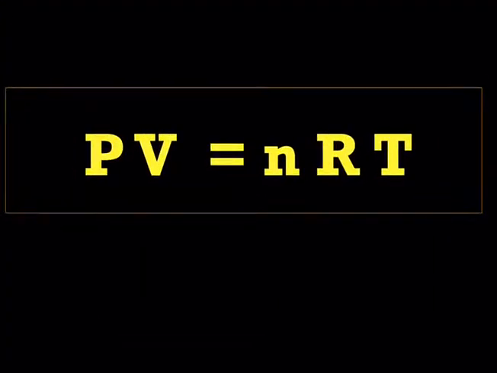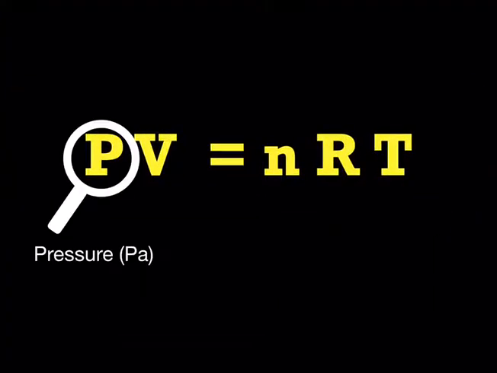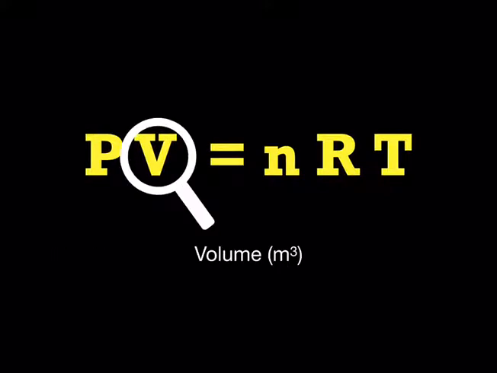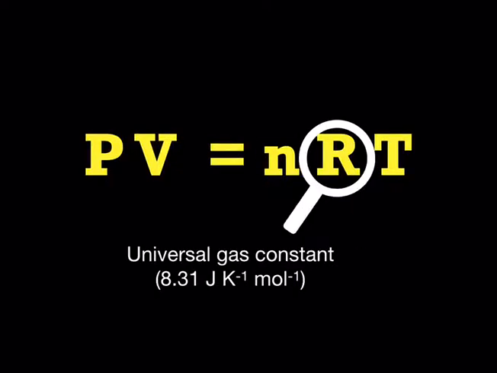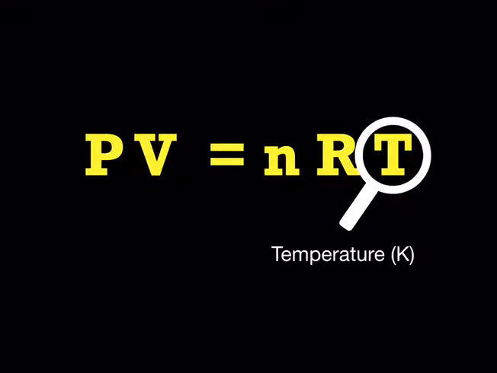Ideal gas equation. P is the pressure in unit of Pascal. V is the volume measured in unit meter cube. N is the number of moles, unit mole. R is the universal gas constant in the unit joule per Kelvin per mole. And T is the temperature measured in unit Kelvin.